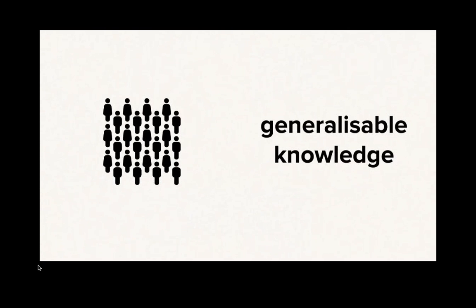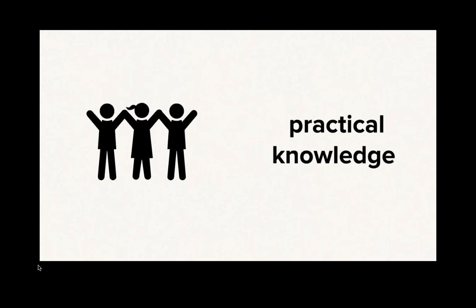Finally, the goal of traditional research is to draw conclusions that are generalizable to a larger population. Traditional research produces generalizable knowledge. Practitioners engaging in action research are using their research results to inform changes or improvements in their own practice. They are producing practical knowledge.